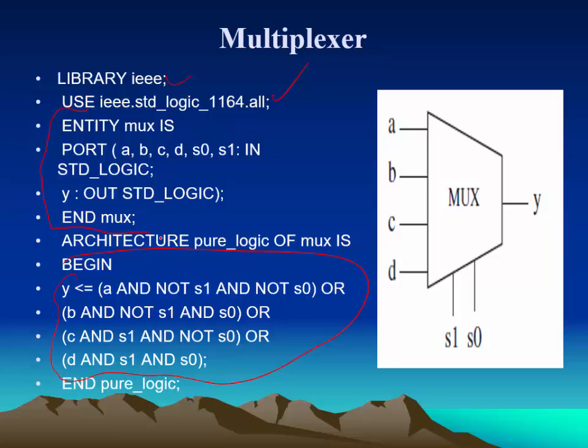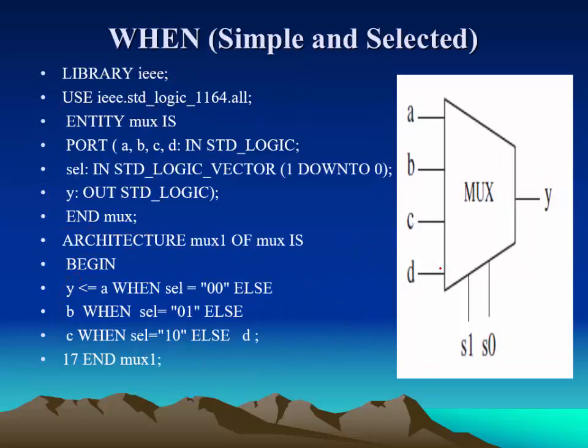That just simply says it's got A, B, C, D. We have two select lines, and we have a standard output Y right there. So this is a mux. When S0 and S1 are 0, 0, it's going to select A; it's going to select B, C, or D depending on what input is there. That looks ugly.